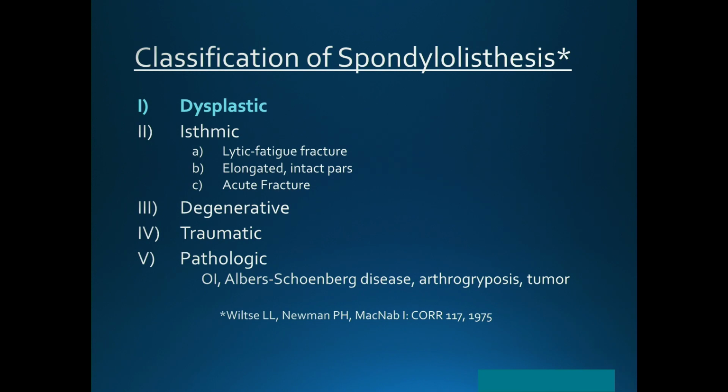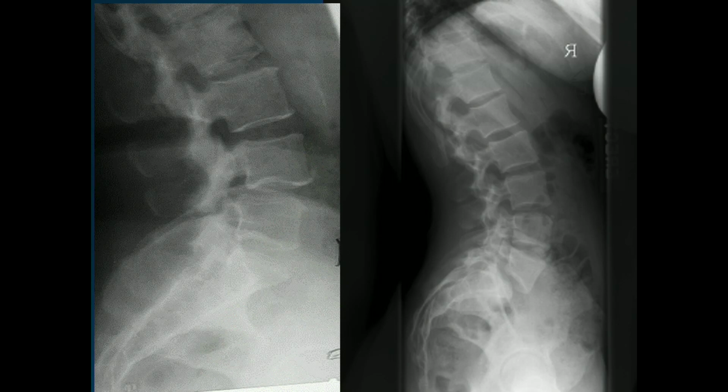The Wiltse-Newman classification of spondylolisthesis, I think most people are familiar with, and I left this in here for some of the trainees in the audience, but understanding the notion of dysplastic, isthmic, degenerative, traumatic, pathologic, I think this is a nice descriptive classification, but perhaps doesn't really capture some of the subtleties. And again, in this notion, here on the left side, a degenerative olisthesis where the posterior ring is intact, as opposed to an isthmic olisthesis on the right side.